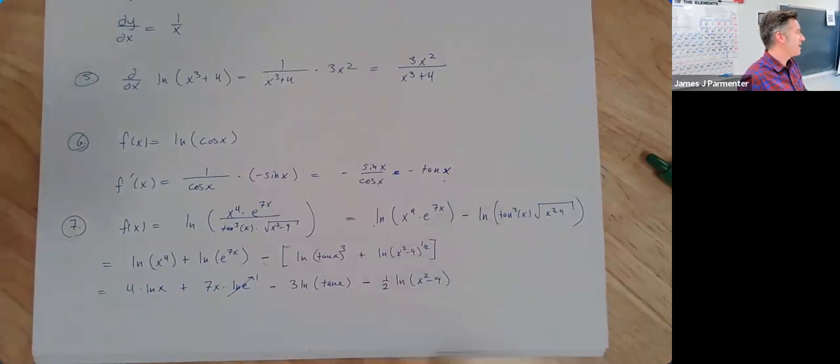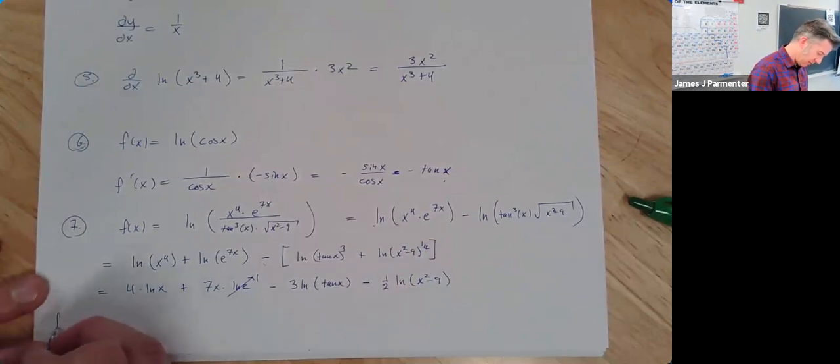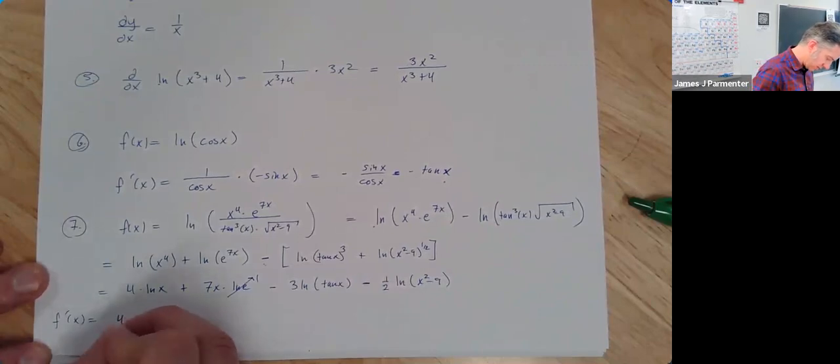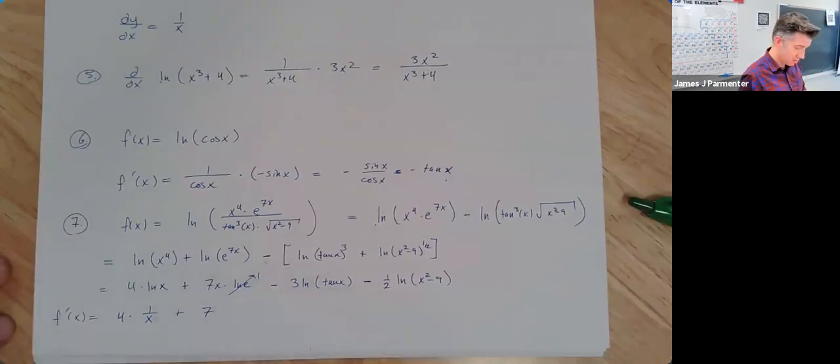Haven't even started to take a derivative yet. This has all been simplification. But now we are ready to take a much, much nicer derivative. So if I'm going to find the derivative, f prime of x, constant multiples, what do they do? They hang out. So the derivative of 4 times natural log of x is just 4 times 1 over x. The derivative of 7x is just 7, or 7 times 1 if you prefer.